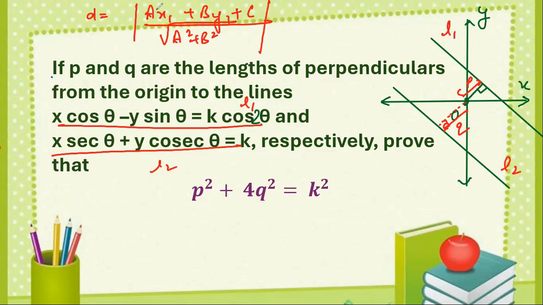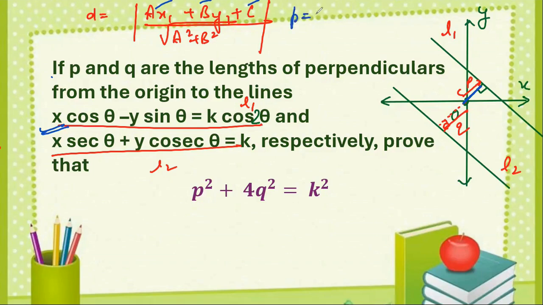In this formula, this A, B, C, I will get from the equation on which the perpendicular falls. So if you see this perpendicular, it falls on line L1. So A, B, C, I will get from the first equation. When we apply it for line 2, we'll do the same formula, so from there, A, B, C, I will get from line L2. Okay, let's do that. So I will apply it for the line L1. Right? So the distance of the perpendicular is P.